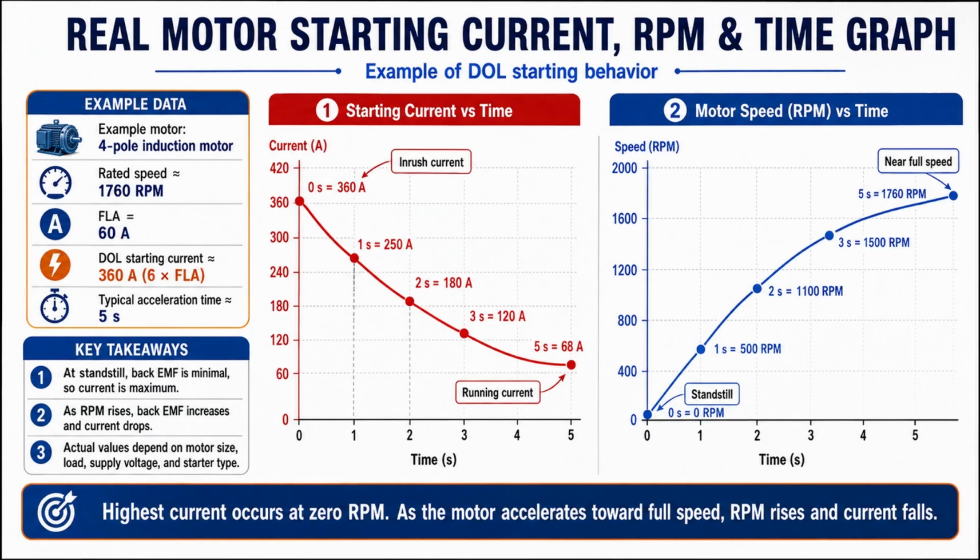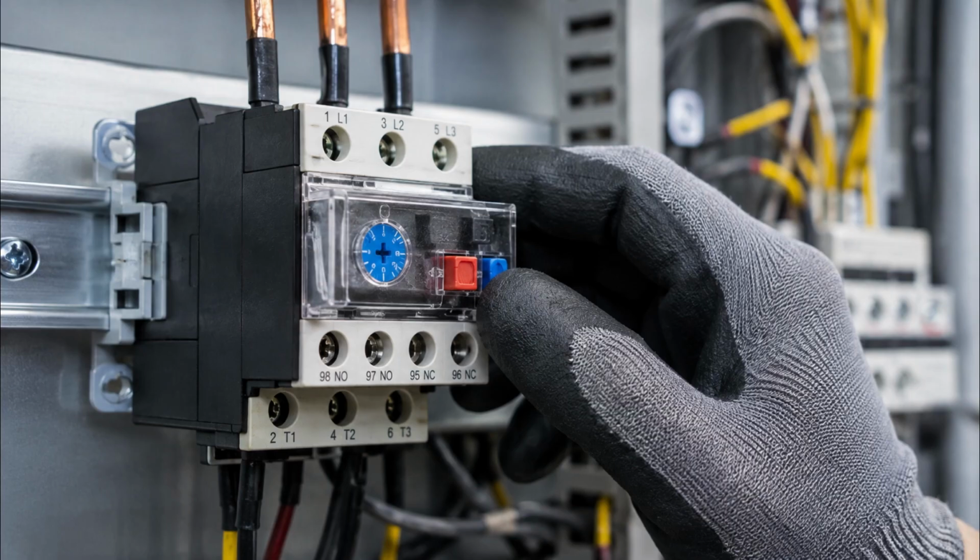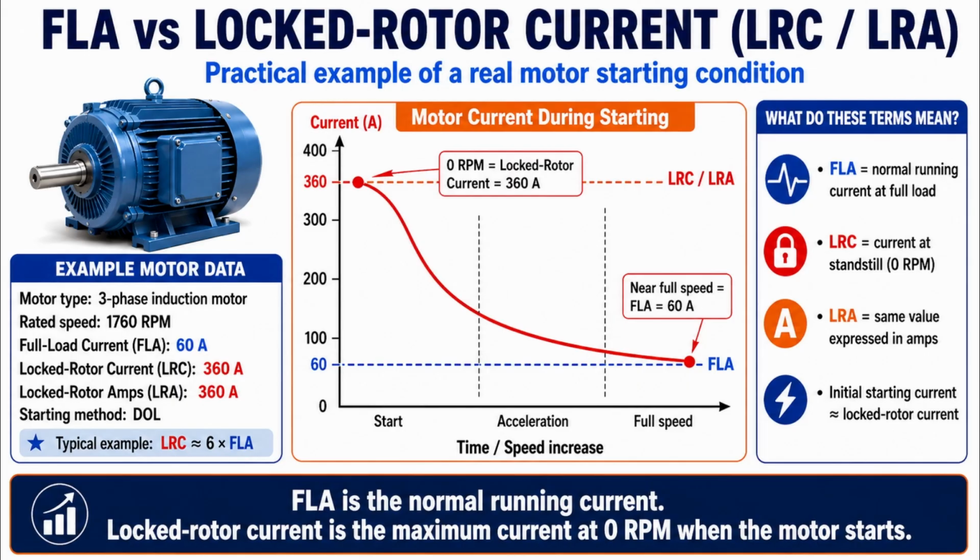Now think about what happens if the motor cannot accelerate properly because of heavy load, low voltage, or a mechanical problem. The current may stay high for much longer than normal. And that is exactly why overload protection becomes so important. So next, let's look at why the overload relay does not trip immediately every time the motor current rises above FLA. Now we can understand why the overload relay does not trip the moment the motor current goes above FLA.